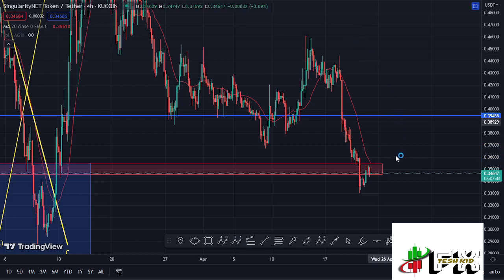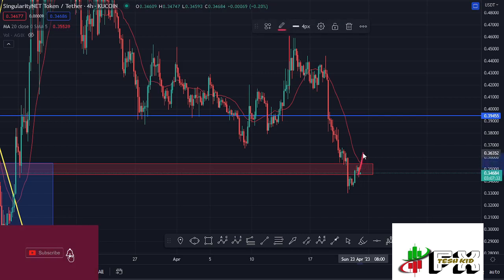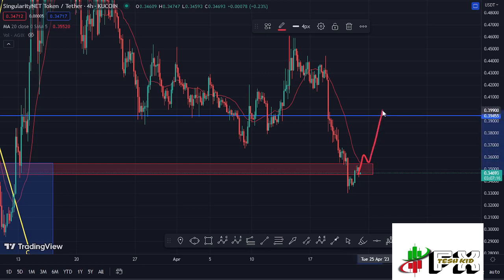At the time of this recording, we are also trying to battle out with the key area of resistance at around the $0.35 mark. And the moment we manage to break through that key area of resistance, we can watch out for a successful retest. And once the retest is in and a success, then there are high chances that AGIX is going to give us a bit of a massive run up to the area at around the $0.39455 mark, which is our next key area of resistance here on the chart.